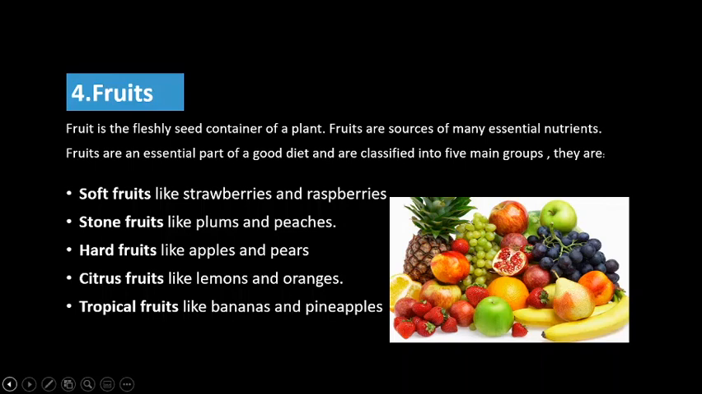First of all, we have soft fruits like strawberries and raspberries. We have stone fruits like plums and peaches. We have hard fruits like apples and pears, citrus fruits like lemons and oranges, and then we have tropical fruits like bananas and pineapples. So these are the different classifications of fruits.